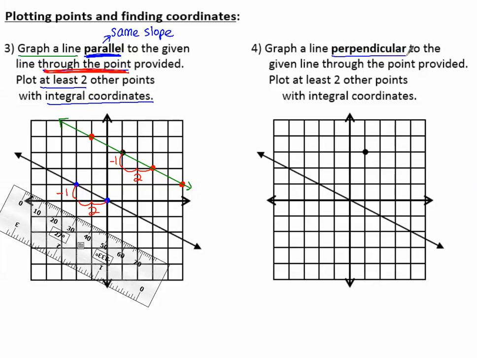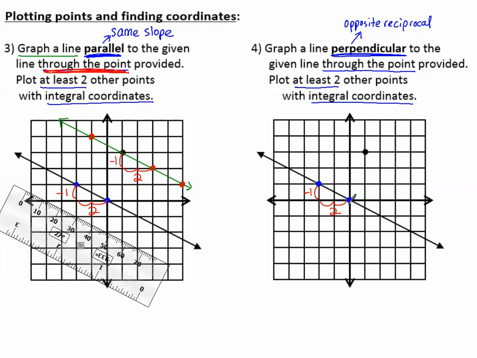Graph a line perpendicular to the given line through the point provided. Plot at least 2 other points with integral coordinates. Notice this line is like this line. So when I find the points with integral coordinates, I'm going to be counting the same slope, -1 over 2. But remember that a perpendicular line has a slope that is the opposite reciprocal.